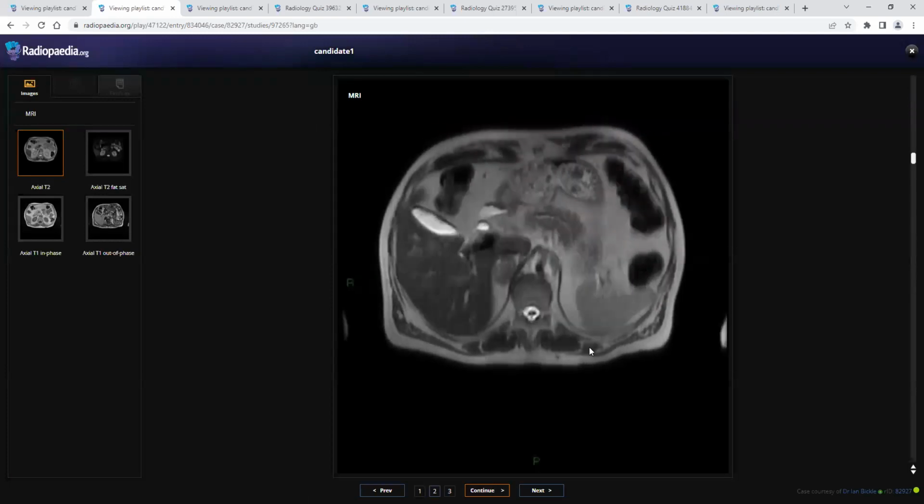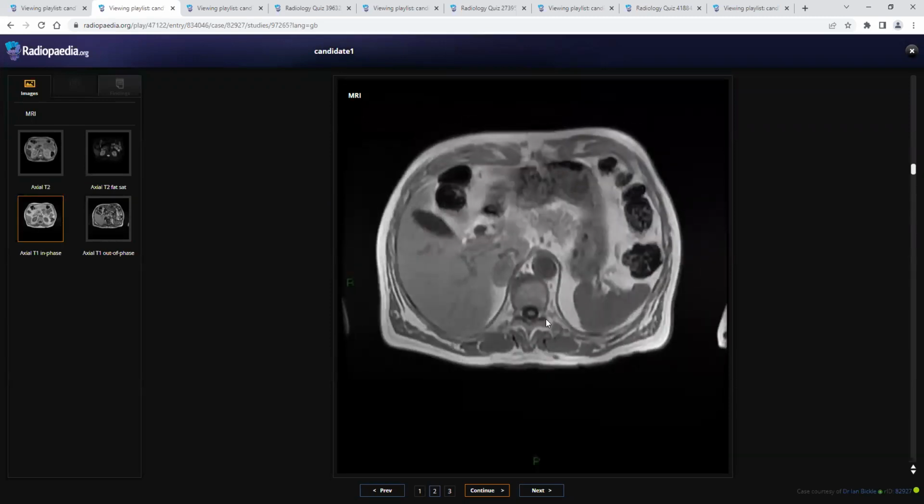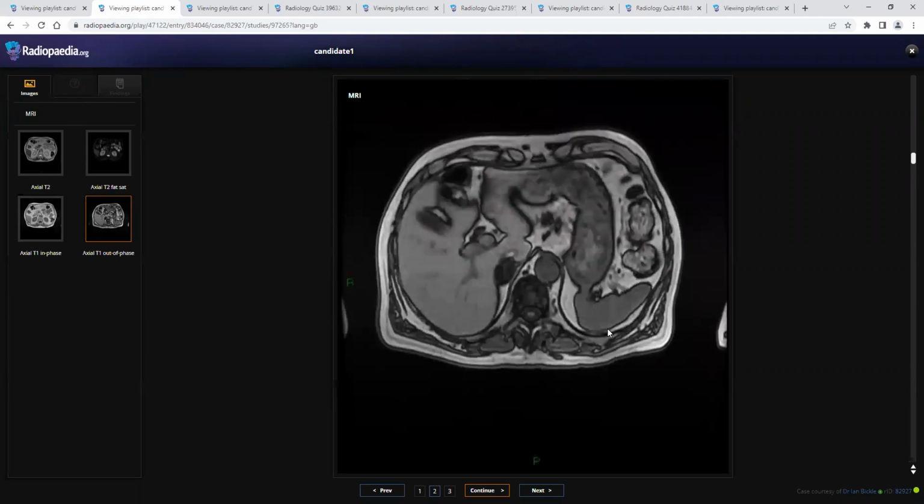And this is the case of adrenal adenoma. As you see, this is clear-cut fatty. This is clear-cut dropout of signal when compared to in phase and out of phase. So this is a case of benign adrenal adenoma. So this is nothing to do with metastasis.